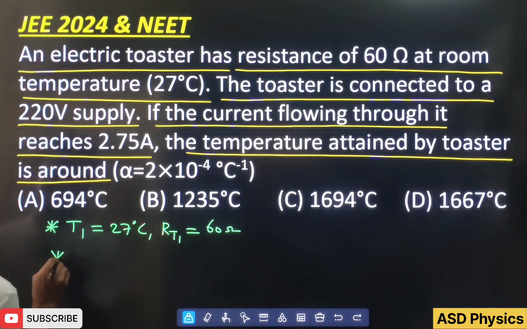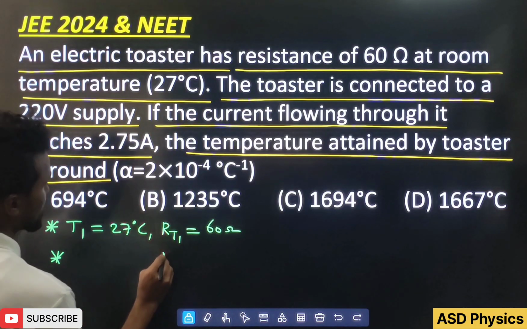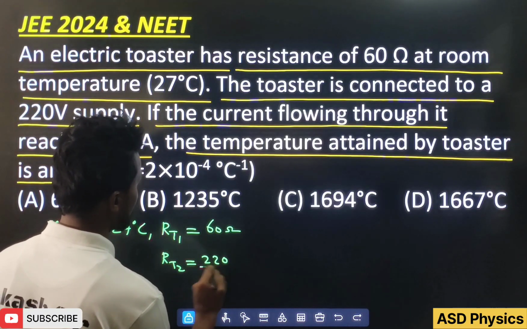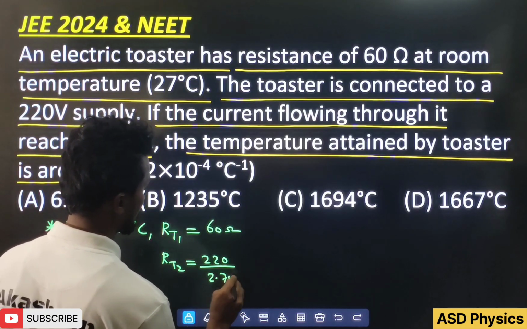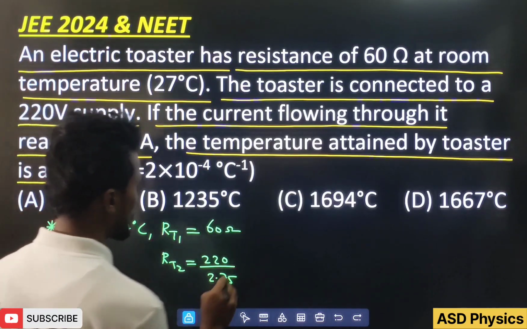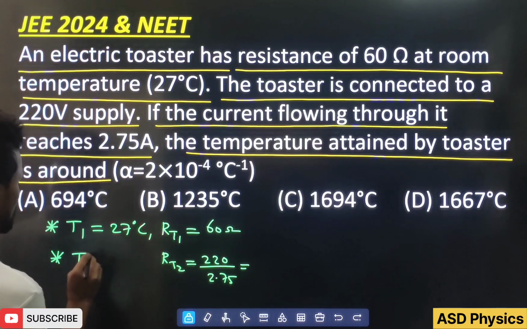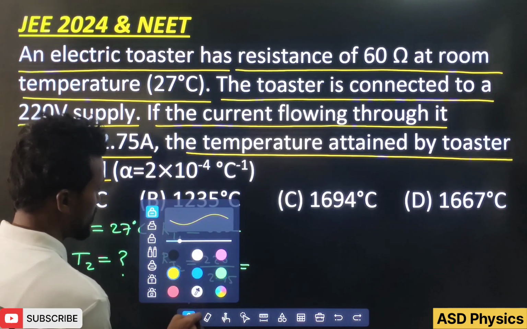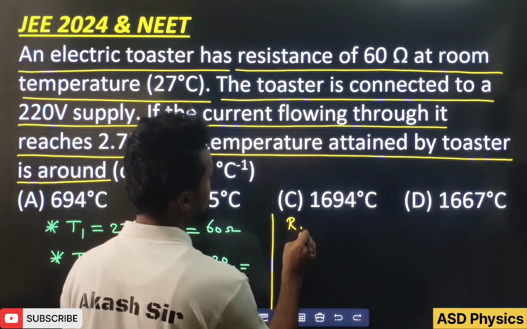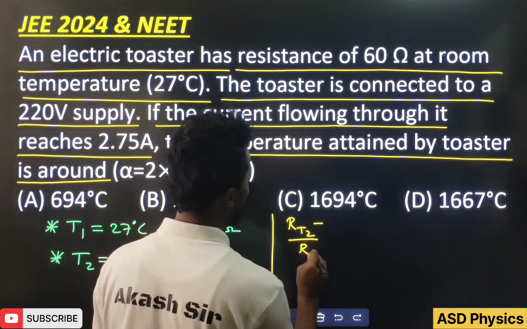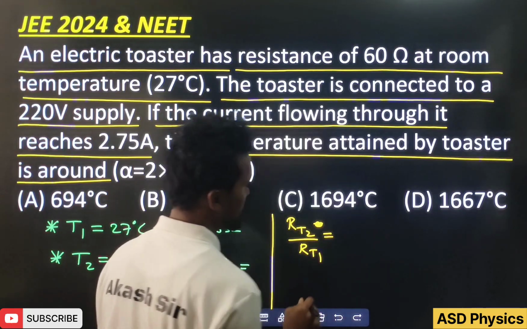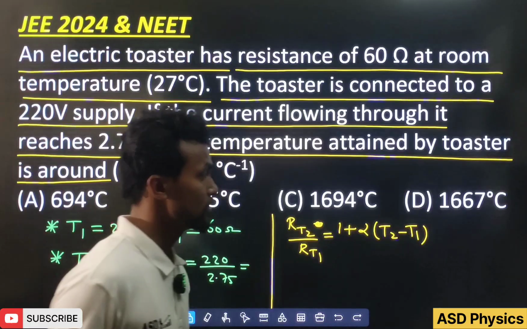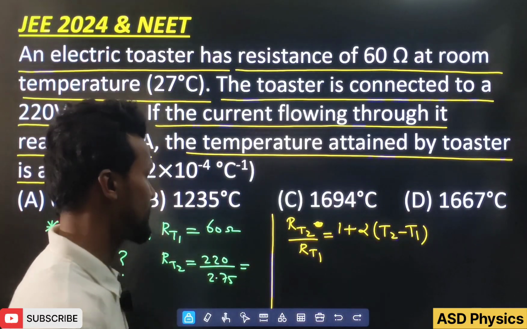2.75 ampere. So if I write the value of RT2 here, this RT2 will come 220 by 2.75. Now you have to simplify this, and then find what the temperature is. So students, again I will just tell you the basics. Again we'll use this formula, RT2 by RT1 is equal to 1 plus alpha (T2 minus T1). That is, RT2 equals RT1 (1 plus alpha (T2 minus T1)).